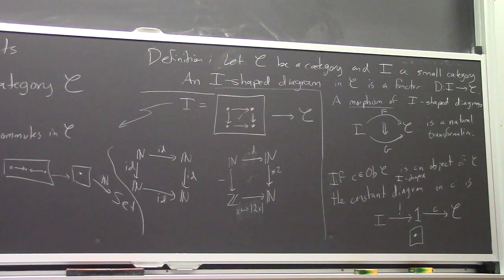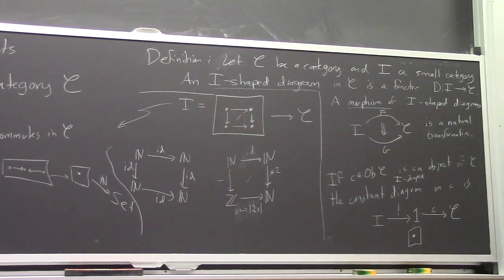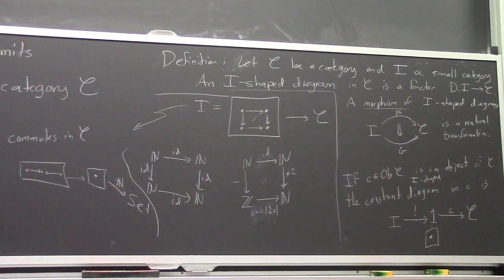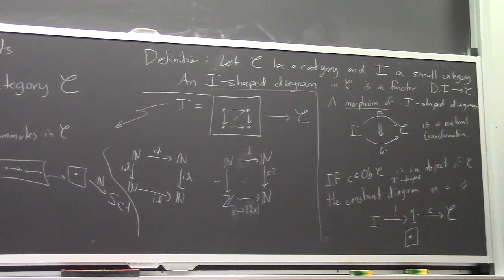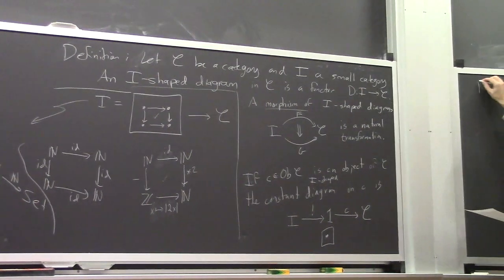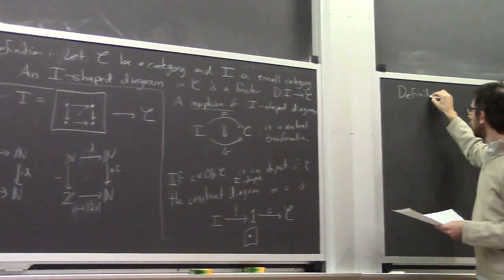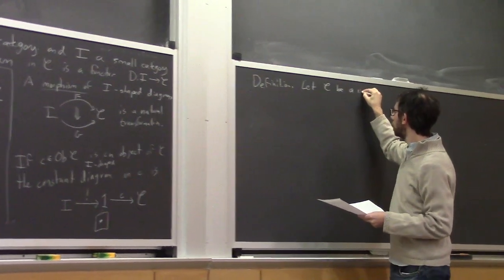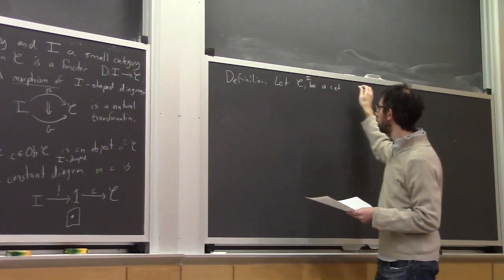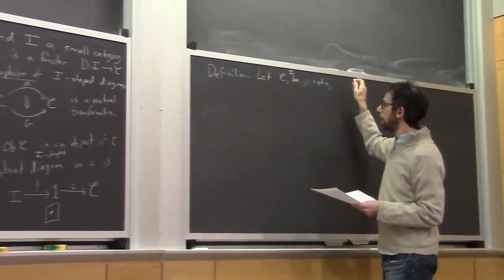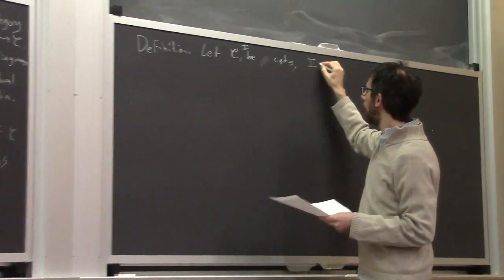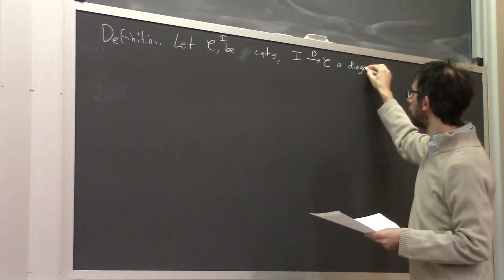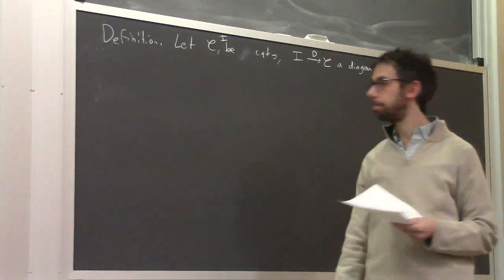And so I can define what a limit and colimit is using what are called Kan extensions, which sounds even more complicated, but I'm doing a very simple case of it. So, definition. Let's say you have, again, let C be a category. Well, I guess C and I are both categories. And D from I to C is some diagram. It's an I-shaped diagram in C.